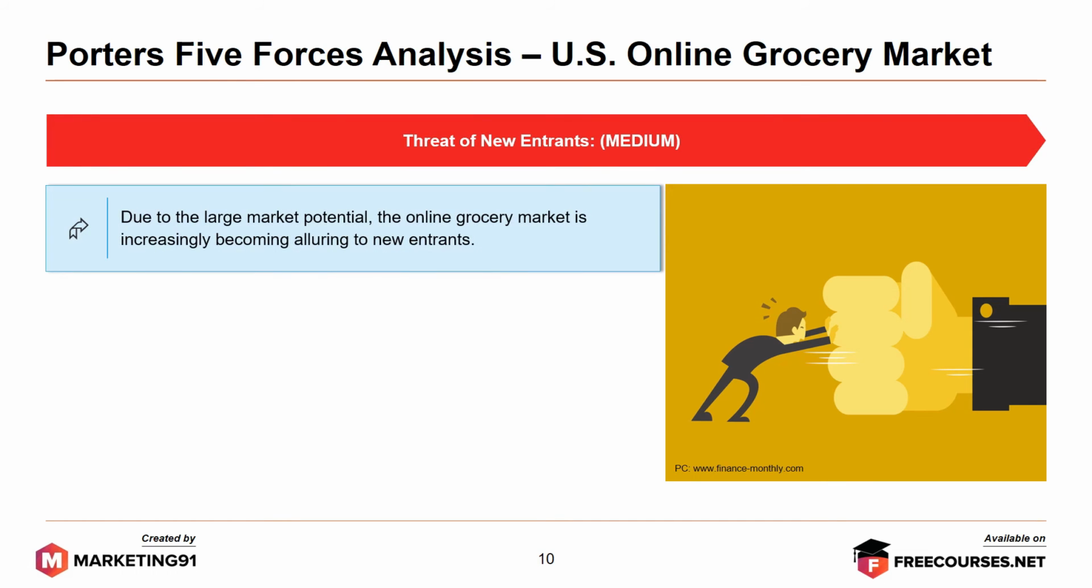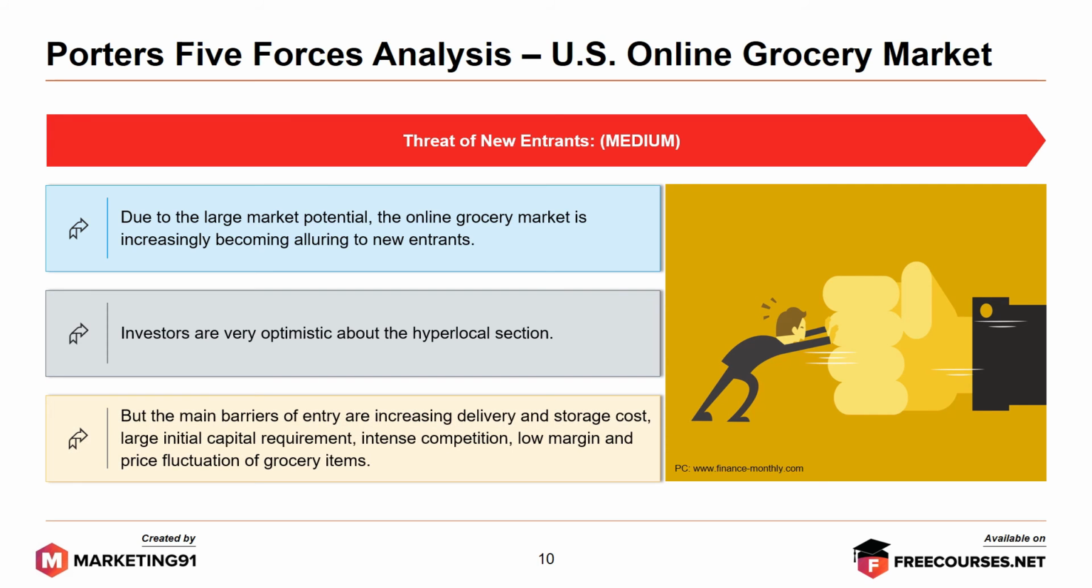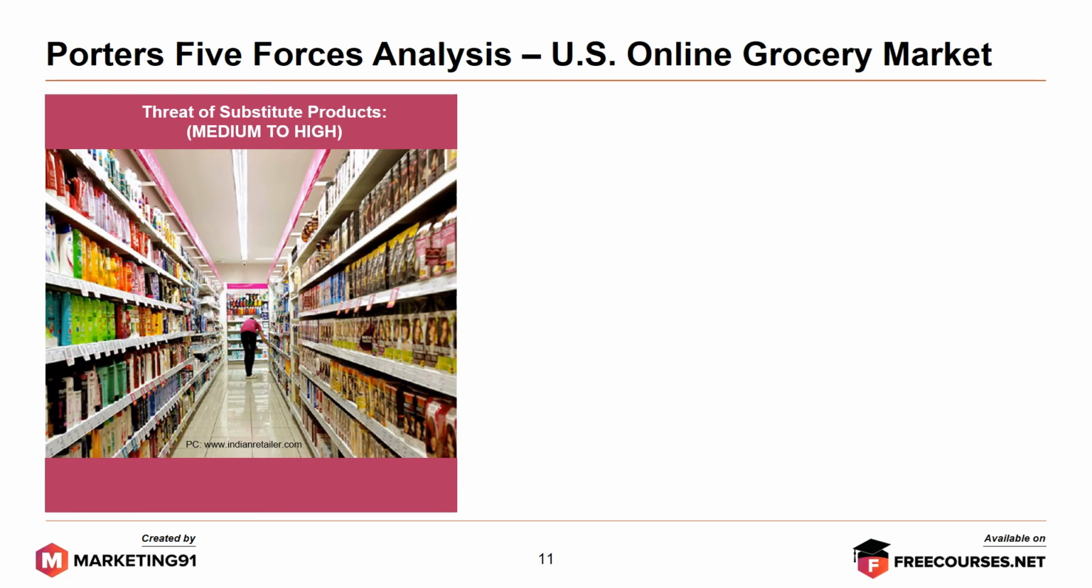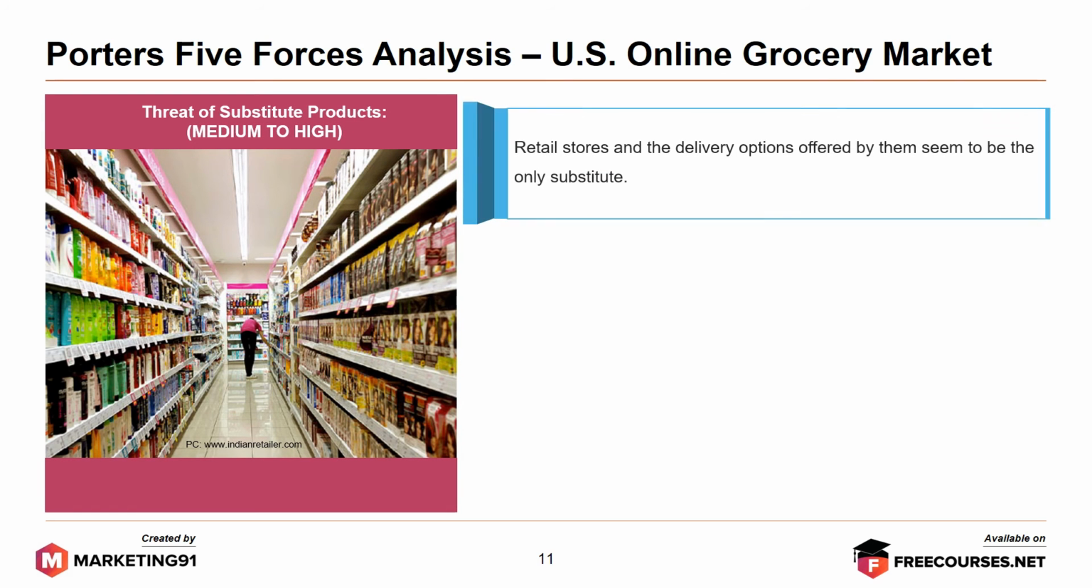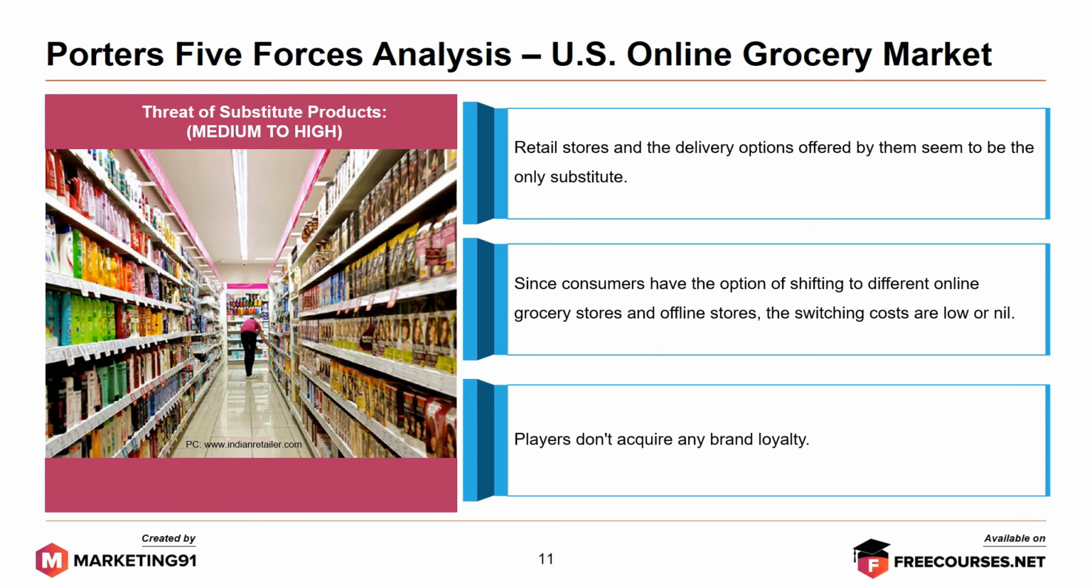Due to the large market potential, the online grocery market is increasingly becoming alluring to new entrants. Investors are very optimistic about the hyperlocal section. But the main barriers of entry are increasing delivery and storage cost, large initial capital requirement, intense competition, low margin, and price fluctuation of grocery items. Next, threat of substitute products is medium to high. Retail stores and delivery options offered by them seem to be the only substitute. Since consumers have the option of shifting to different online grocery stores and offline stores, the switching costs are low or nil. Players don't acquire any brand loyalty.